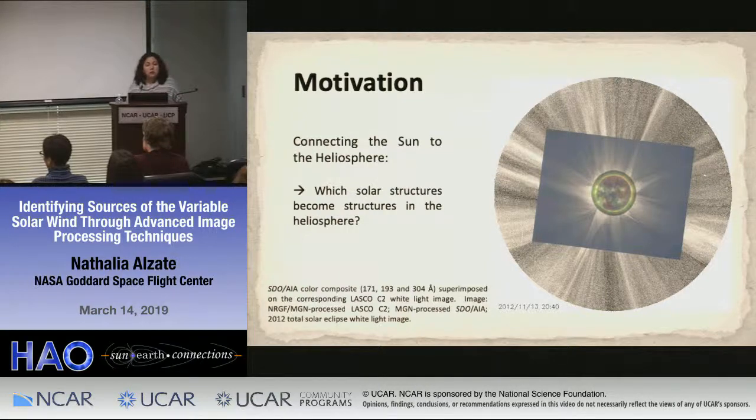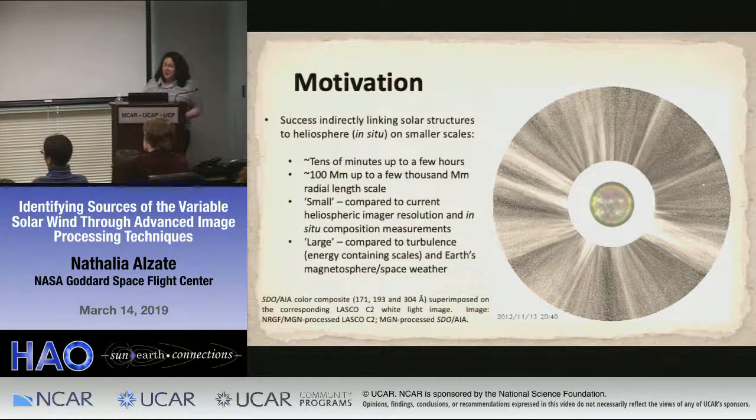So in a perfect world, we would have a total solar eclipse every day, several times a day. But we don't. So instead, we have this. So the main question is basically what solar structures are contributing to the structures in the heliosphere, aka in situ data.